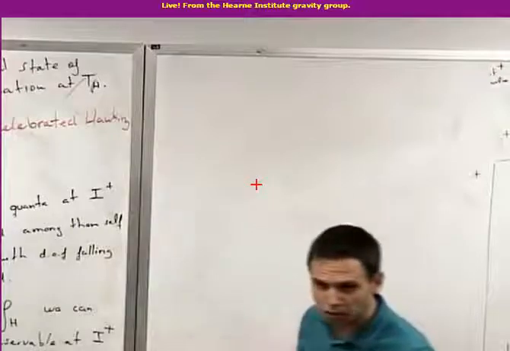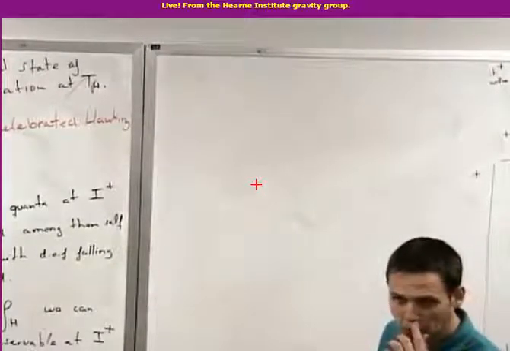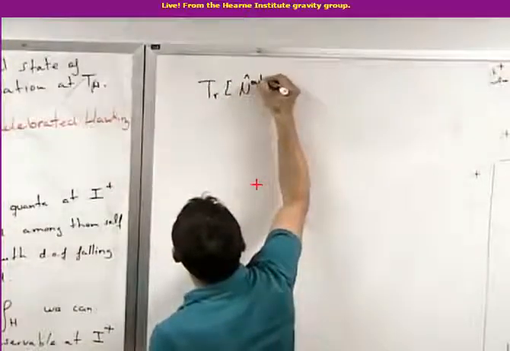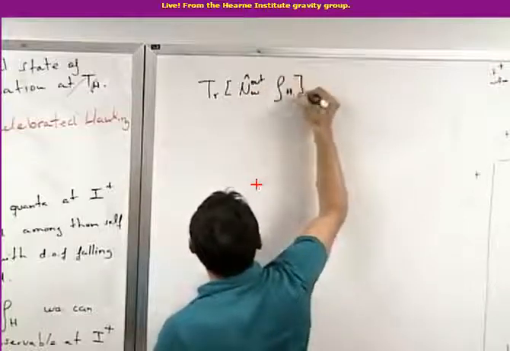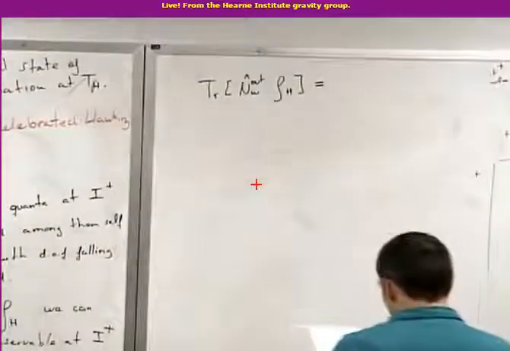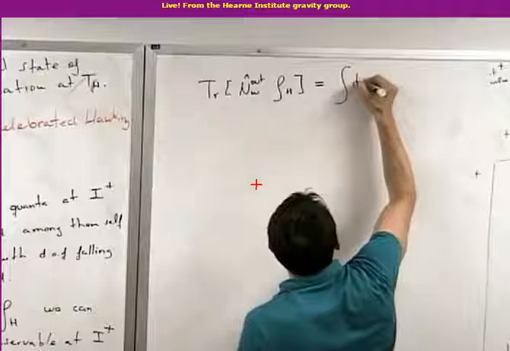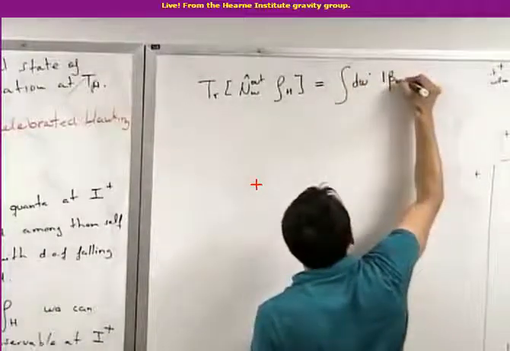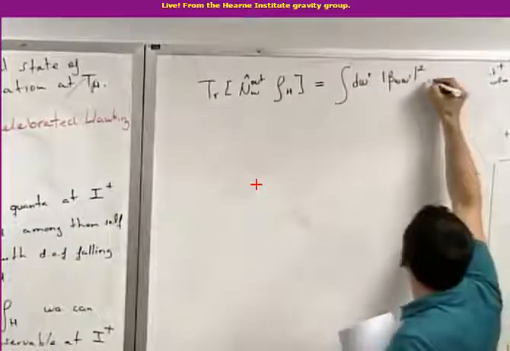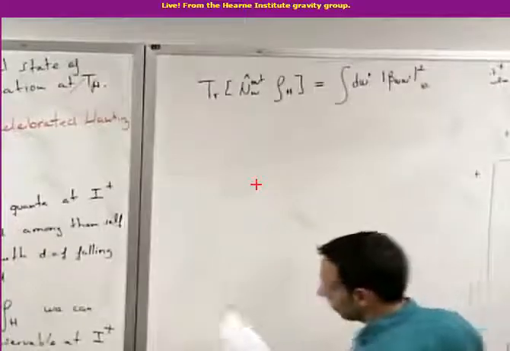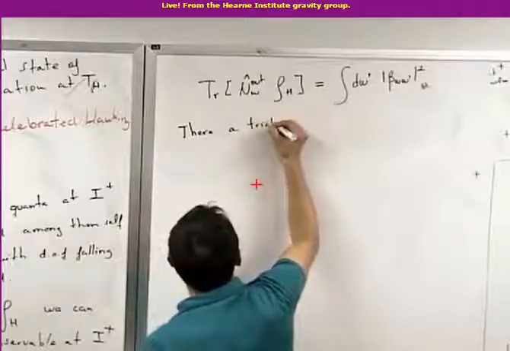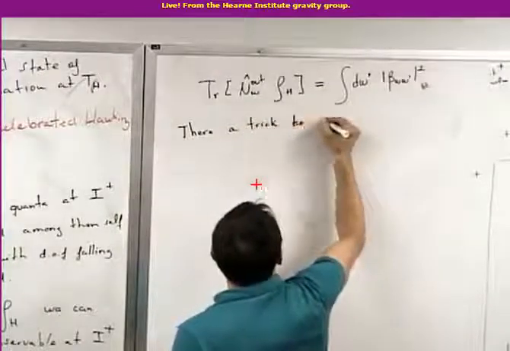Do you remember how to compute expectation values from a density matrix? Take the trace of the operator times rho. And I don't even need to do the computation. We know from previous analysis that this is going to be given by the sum of the Bogoliubov coefficients. And there is a trick to compute this easily.